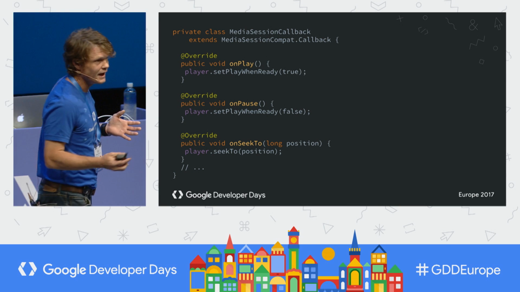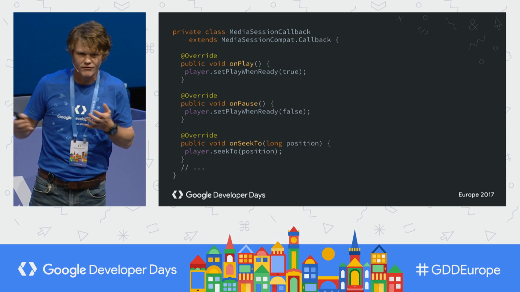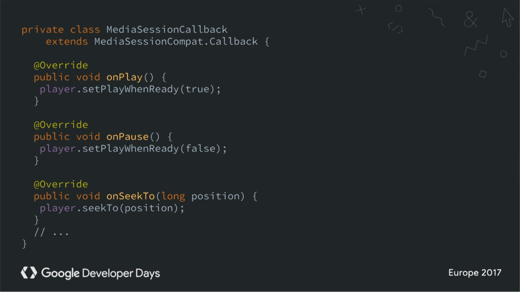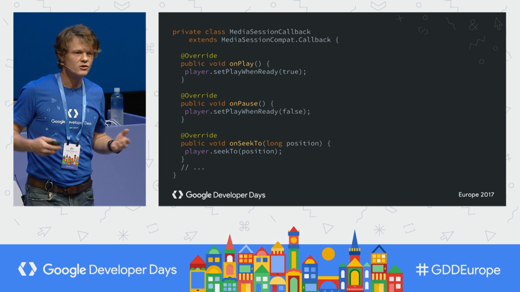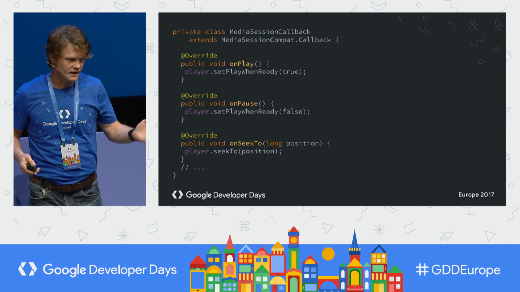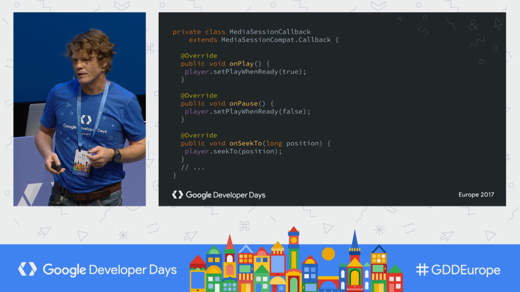So now Assistant found the content, or the user found via Assistant the content he wants to watch, and now Assistant uses the Media Session API to start playback. We see here this callback of the media session where the media commands arrive, and you, in your app, just need to delegate these calls to the player you're using. In this case, it's an ExoPlayer instance.